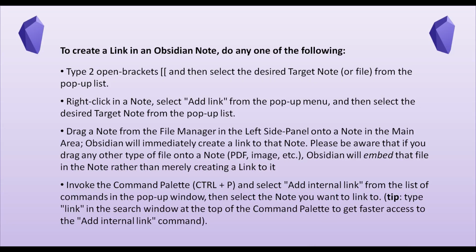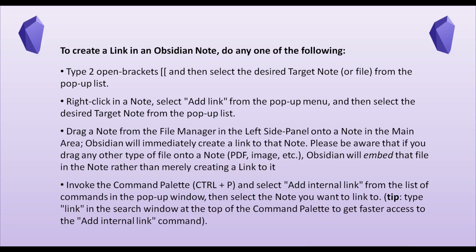A third method for creating a link is to drag a note from the File panel file structure in the left side panel onto a note in the main area. Obsidian will immediately create a link to that note. Please be aware that if you drag any other type of file onto a note, such as a PDF, a canvas, an image, a video, etc., Obsidian will embed that file in the note rather than merely linking to it.